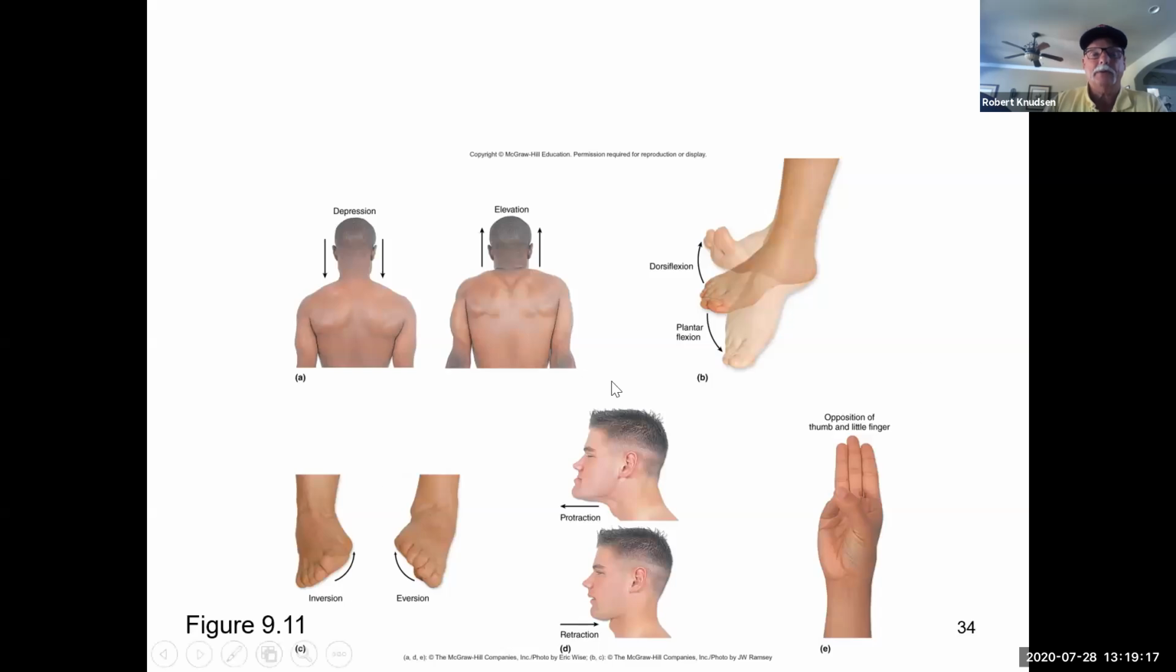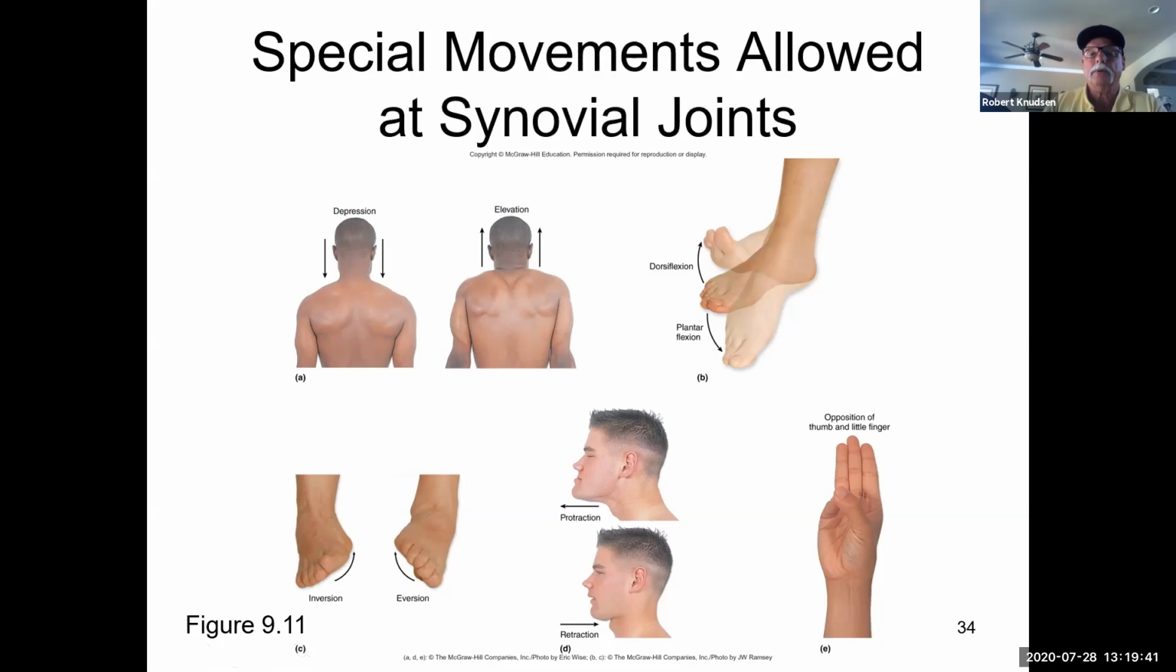Okay, here's depression. He doesn't look like Obama anymore. Poor guy got gray hair all over the place. There's inversion, instep, eversion, looking at the outside towards your little toe. There's protraction, okay, underbite, retraction, overbite. There's the Boy Scout, okay, opposition, and then dorsiflexion, plantar flexion on a foot. These are movements.